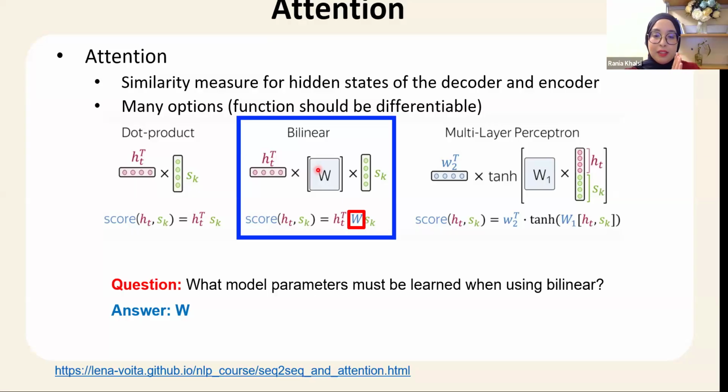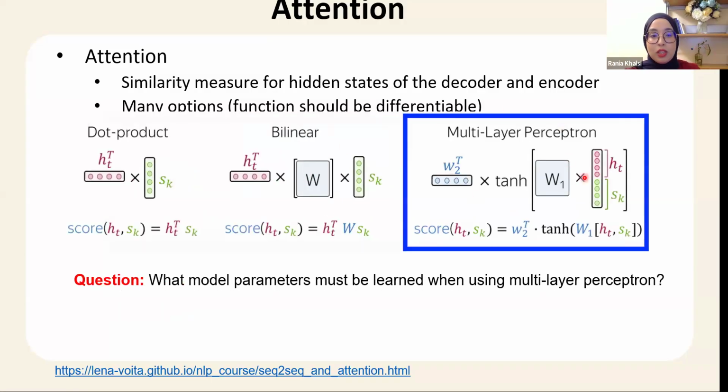So the bilinear similarity metric introduces one learnable parameter matrix, which is adjusted through the training. Now let's move to the next one, which is the multi-layer perceptron.